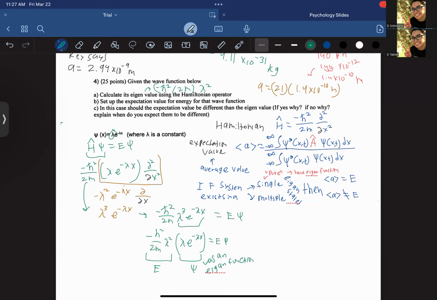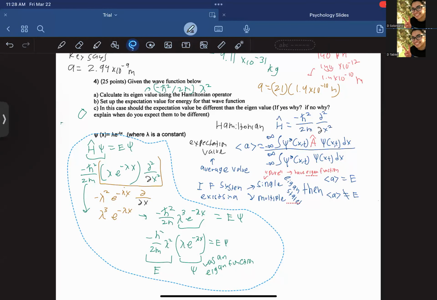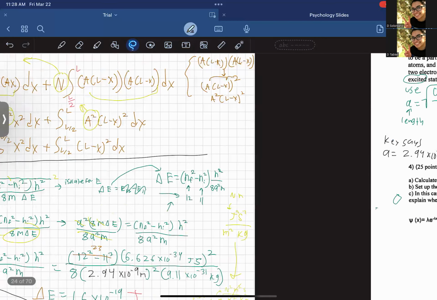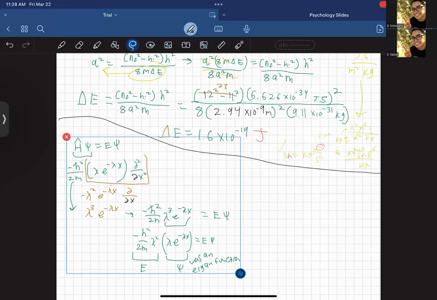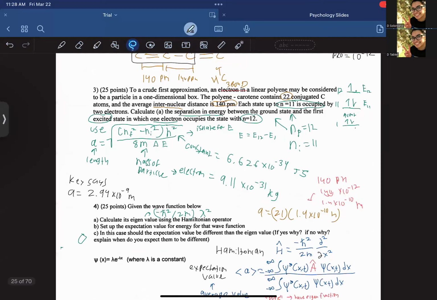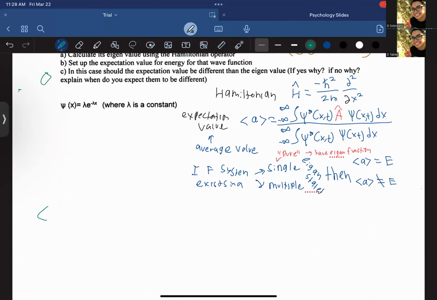And then we set up the expectation value. I'm gonna go ahead and grab this and move it because that's gonna be a lot to deal with in terms of space. And we're setting up the expectation value. I want to copy and paste that. I think I will.